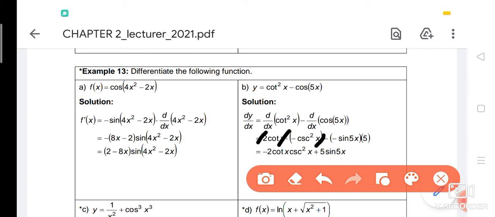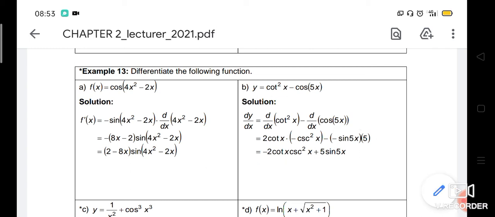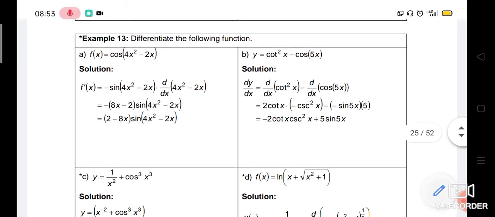Okey, tengok balik. Kena recall, sentiasa recall formula balik. Rujuk balik page untuk formula. Okey, so differentiate cos akan dapat, asalnya dah ada minus, differentiate cos akan jadi minus sin, tiru 5x, lepas tu differentiate 5x dapat 5. So rearrange lah, minus jadi plus. So last one dia dapat minus 2 cotangent x cosecant square x plus, minus jadi plus, 5 sin 5x.